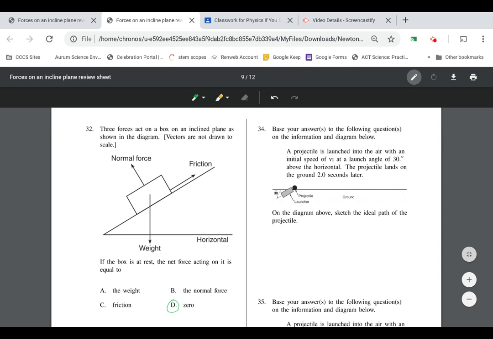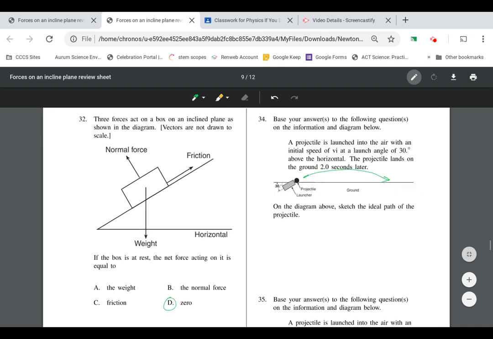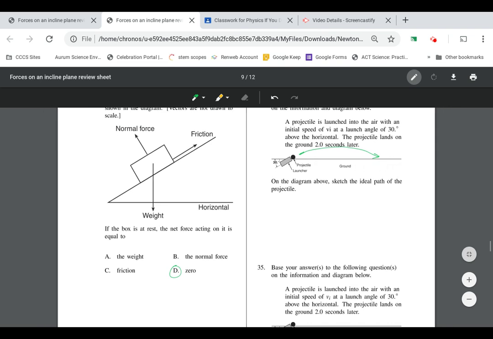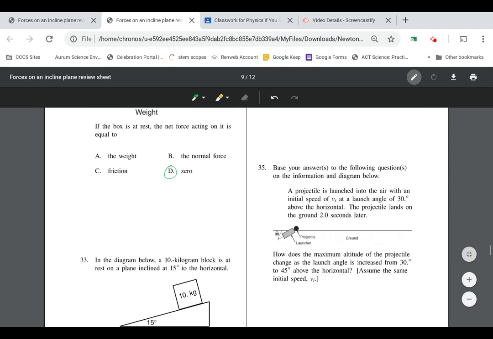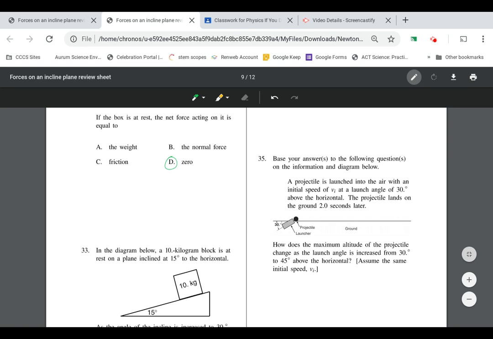Projectile motion. There's nothing more to talk about. Okay, the next question. Base your answers to the following question on the information in the diagram below. This is a projectile motion, with initial speed Vi at a launch angle of 30 degrees, and then the time is 2 seconds.